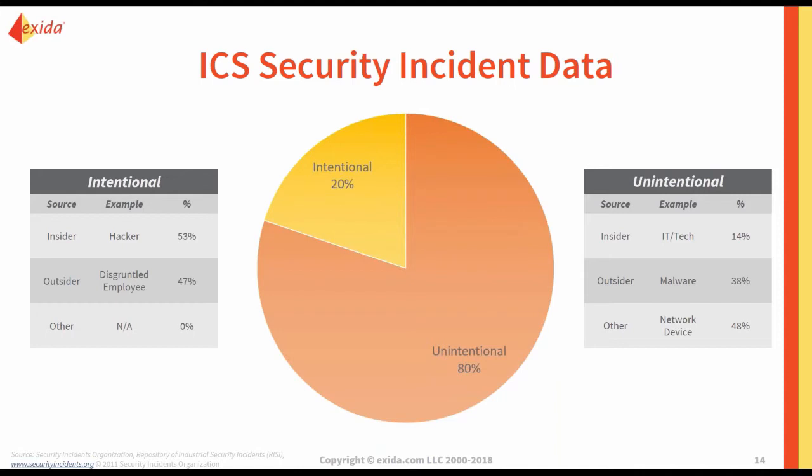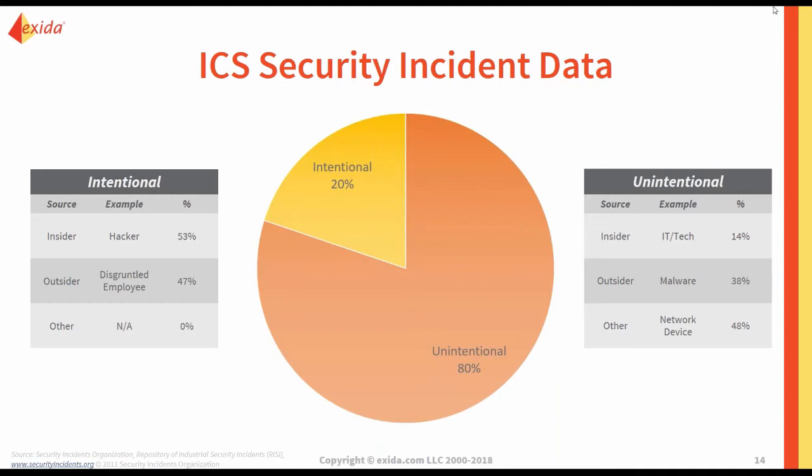Intentional incidents usually involve a very organized effort with a lot of money behind it, where people are doing a lot of reconnaissance. It can take years. They might be an insider, a hacker, or an outsider, a disgruntled employee. But the other 80% comes from basically stumbling and fumbling, things that aren't intentional at all.